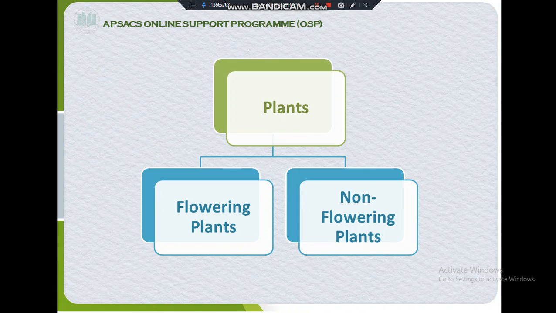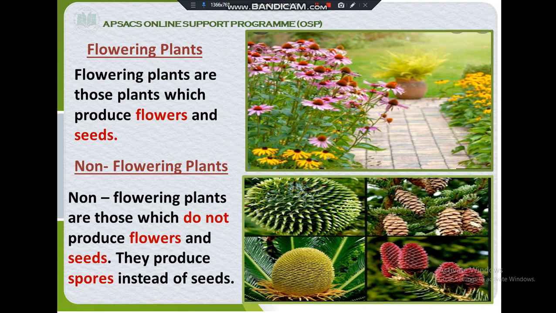Now, another way to classify plants is into flowering plants and non-flowering plants. Now, what are the flowering and non-flowering plants? Can you see in the picture? Plants with flowers. So, the plants which have flowers are called flowering plants. Flowering plants are those plants which produce flowers and seeds.